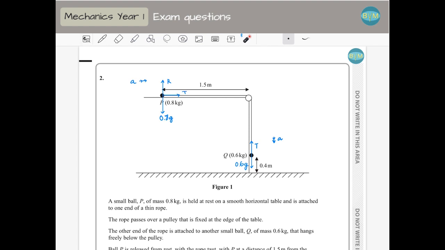But we have to think that when this particle hits the ground, the string, the rope, is not taut anymore, so this tension is not here. That means I don't have any force in this direction, so the acceleration is zero, and if the acceleration is zero, it's constant velocity. So I have an accelerated part of the motion for 0.4 meters, and then the rest is going to be constant velocity. So I'm going to find the time of this part and this part.